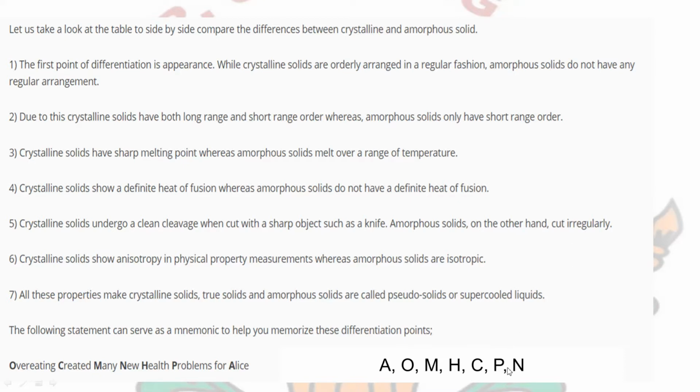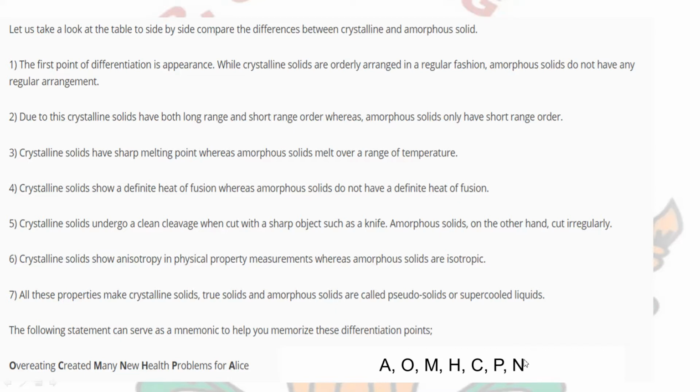Next, P. Here P comes from "problems", and it stands for the physical properties. The physical properties of crystalline solids are anisotropic. It means they have different physical properties in different directions. While amorphous solid is isotropic. It means it will show the same physical properties in all directions.